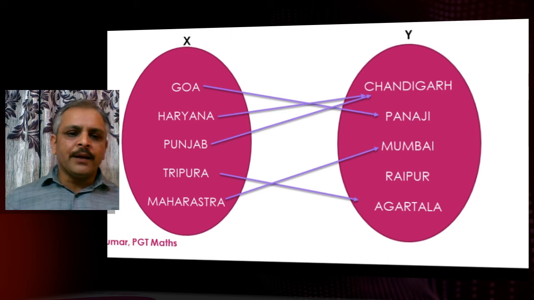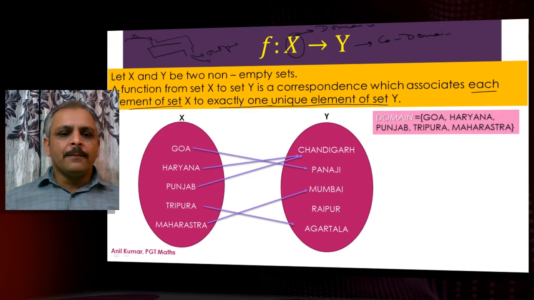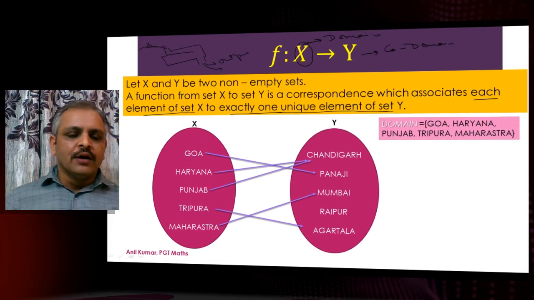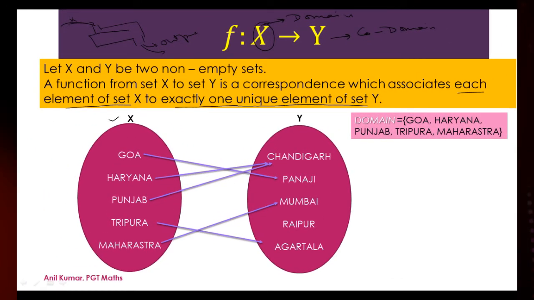So my domain will be Goa, Haryana, Punjab, Tripura and Maharashtra. The elements of the first set will be the domain, because every element will have an image, so it's not an issue. So we can directly say that the elements of the first set are the domain of a function. And see that every element has an image. Goa, Haryana, every state will have one capital. And that image is unique. See, Goa's image is Panji. Similarly, Haryana, Chandigarh, Punjab, Chandigarh. So you cannot think that these two states having the same capital is a problem.